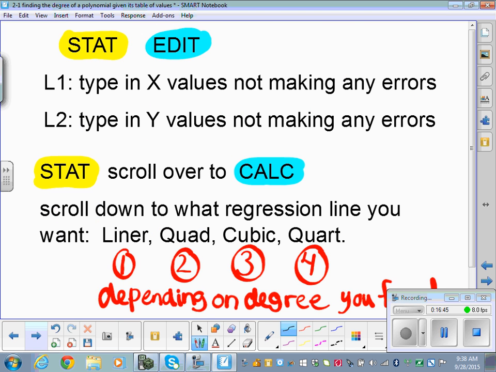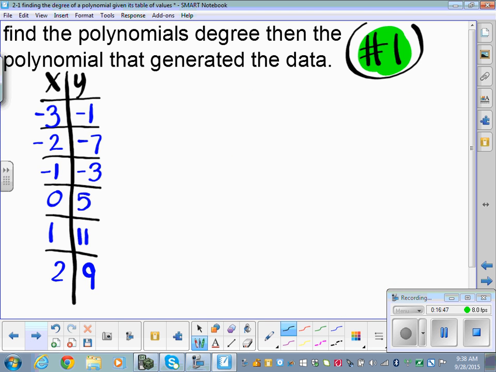Okay, I'm going to do problem number 1 on the worksheet with you. So if you want to follow me through that, we're going to do it one more time. All right, so looking at this, it says find the polynomial's degree, and then find the polynomial that generated the data. So to find the degree, you focus on your y values, and you take differences, always taking differences of the value that comes before the value above it.